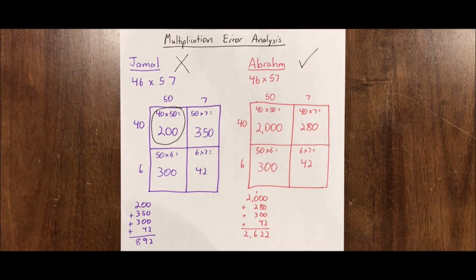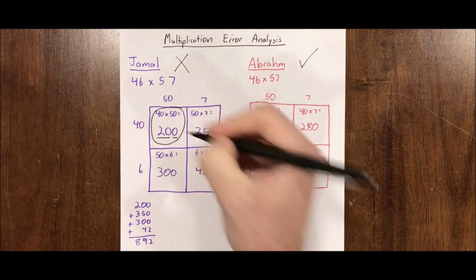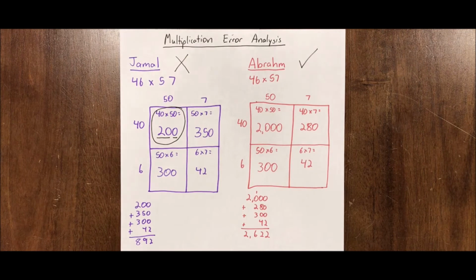Yeah, he only added 1 zero to his basic fact, not 2 zeros. 4 times 5 is 20. He only added 1 more 0 there. Well, why did he need to add 2 zeros to 20? Go ahead and say it out loud.